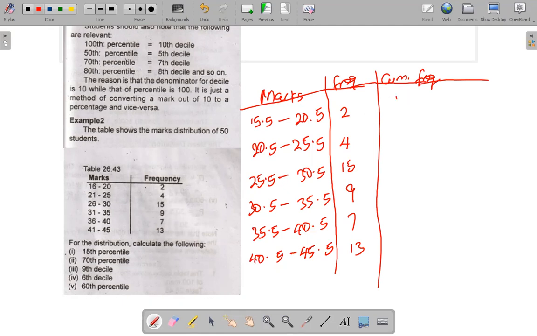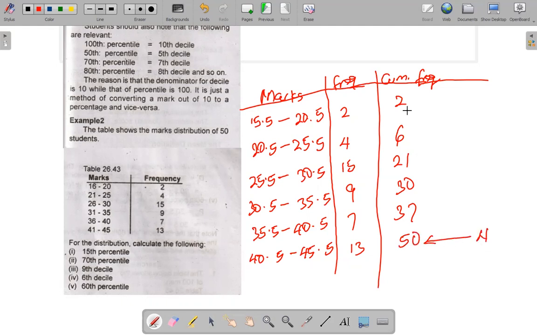A cumulative frequency here still remains 2. 2 plus 0 is 2. There's nothing that comes before it. Then 4 plus 2 is 6. 15 plus 6 is 21. 9 plus 21 is 30. 7 plus 30 is 37. 13 plus 37 is 50. So n in this case is 50.